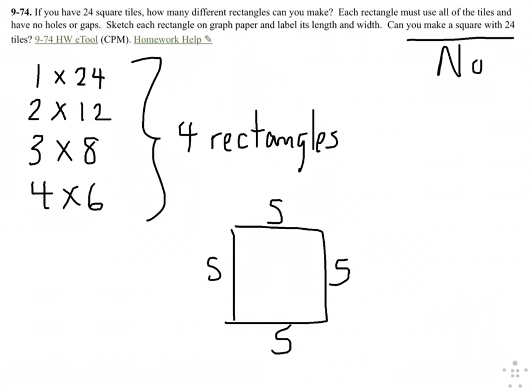We can make a square out of 25, right, because it'd be 5 by 5. We could make a square out of 16 because it'd be 4 by 4, but clearly we can't make a square out of 24 square tiles.